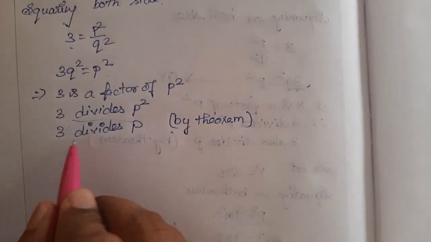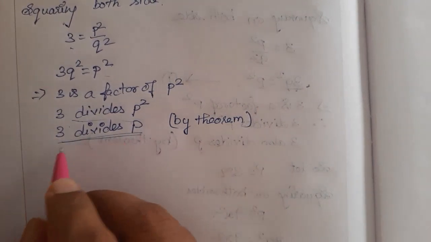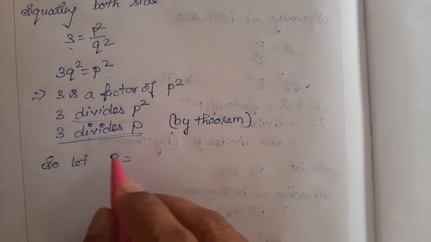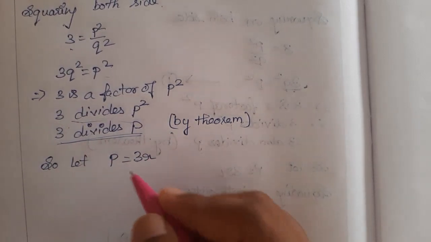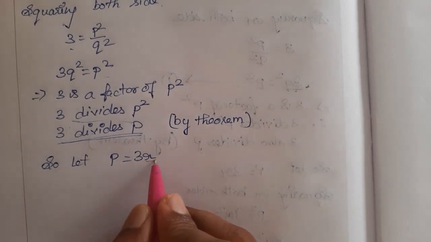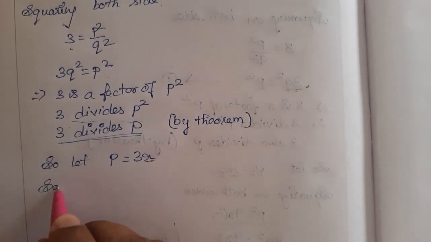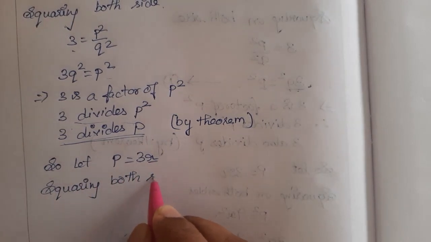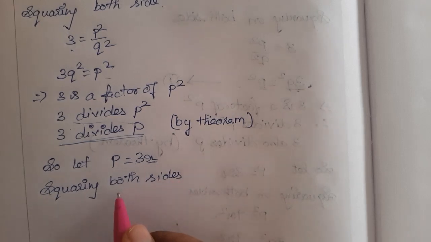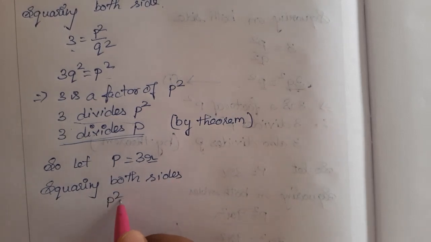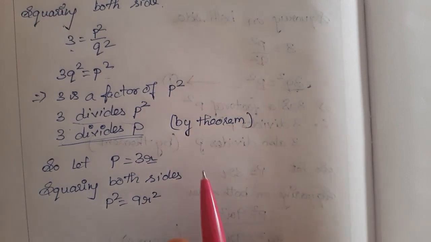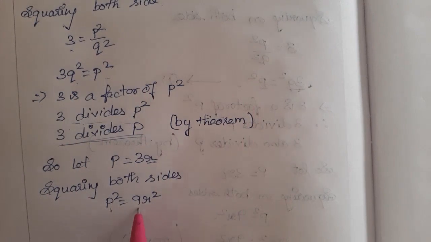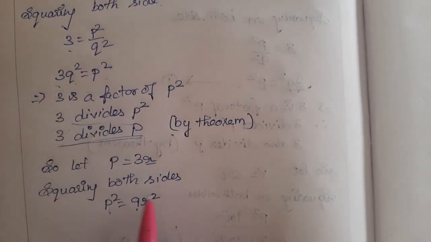Now it says 3 divides P. So what can we consider as P? Let P be equal to a multiple of 3, so I consider it as 3R. Any multiple, I just consider it as 3R. Now squaring both sides, it becomes P square is equal to 9R square. We already have one expression for P square, 3Q square. So 3Q square will be equal to 9R square.